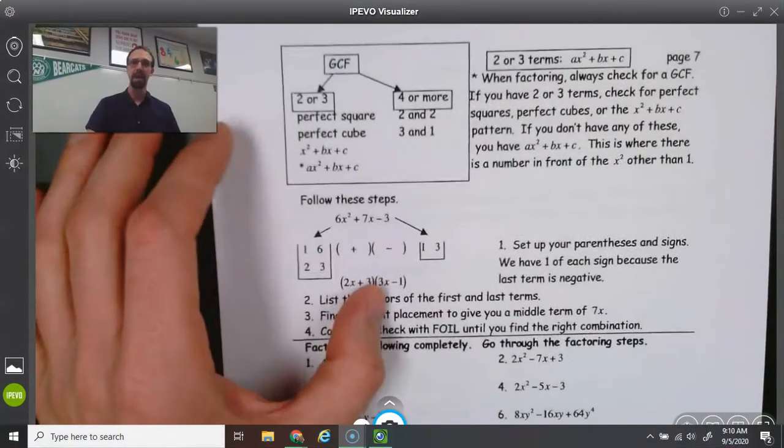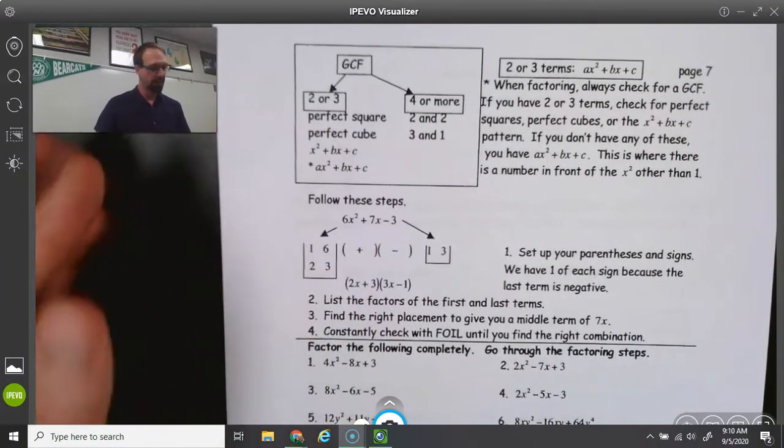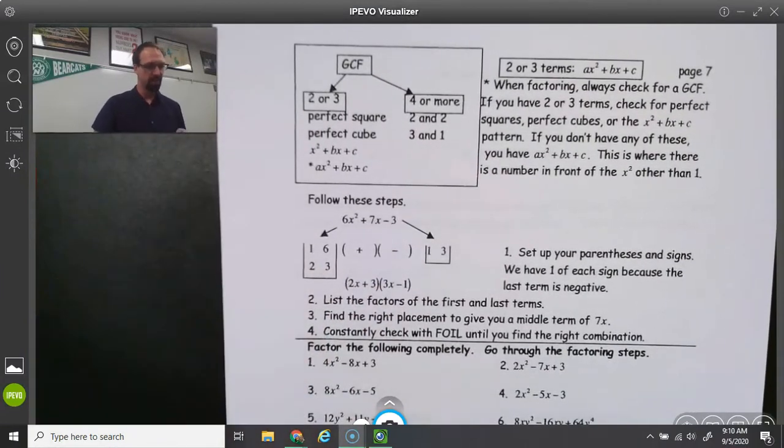This is the factoring packet. Today we're working on page 7. This is the 2 or 3 terms. This is when we have basically an A term that's other than 1. When factoring, always check for a GCF. So again, checking for a GCF first.